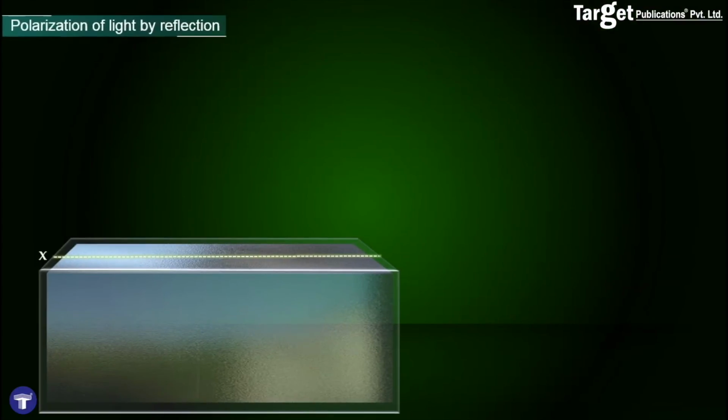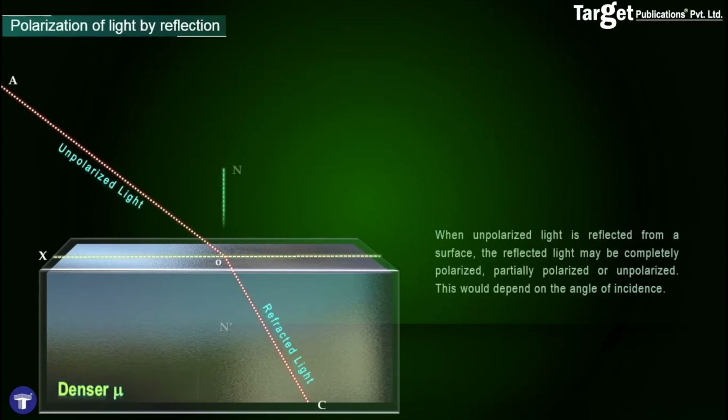Unpolarized light can also be polarized by the phenomenon of reflection. We know that when light is incident on a reflecting surface, some part of it gets refracted and some part of it gets reflected. When unpolarized light is reflected from a surface, the reflected light may be completely polarized, partially polarized, or unpolarized. This depends on the angle of incidence.